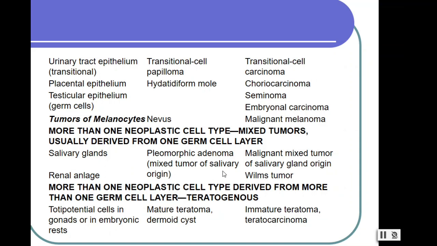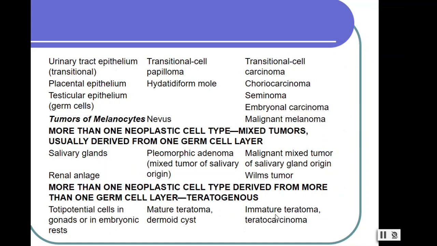Wilms tumor is the malignant. Wala po siyang counterpart na benign. More than one neoplastic cell type derived from more than one germ cell layer, or teratogenous. Okay? Totipotential in gonads or embryonic rest. Since this is coming from more than one germ layer, mukhang ang tinamaan dito yung pinakaninunong cell. So, usually this happens in the reproductive organs like mature teratoma, immature teratoma.